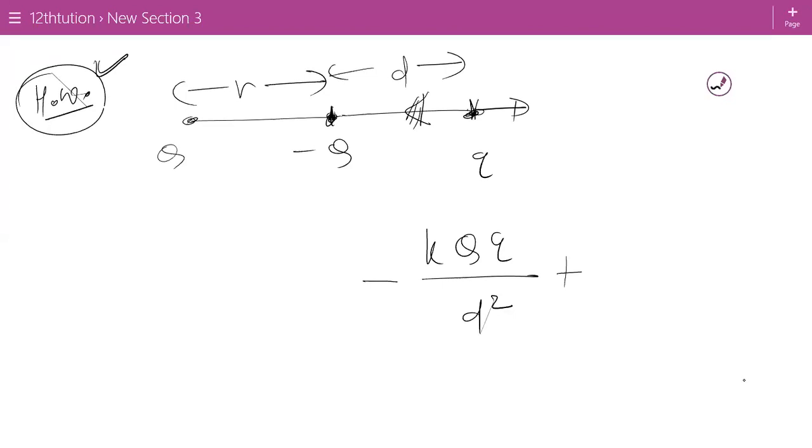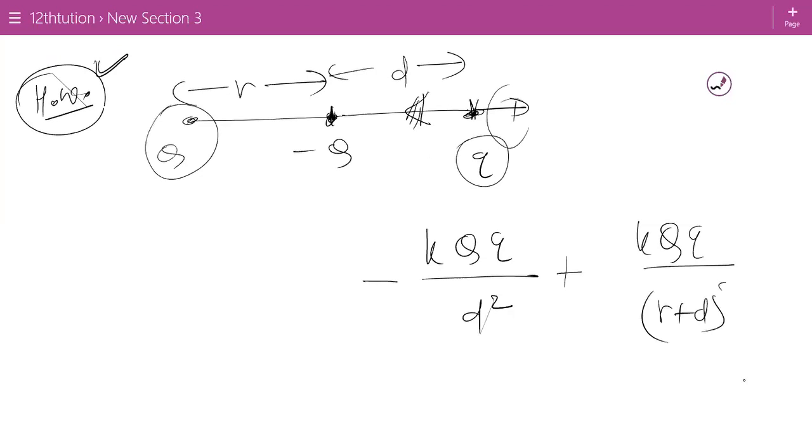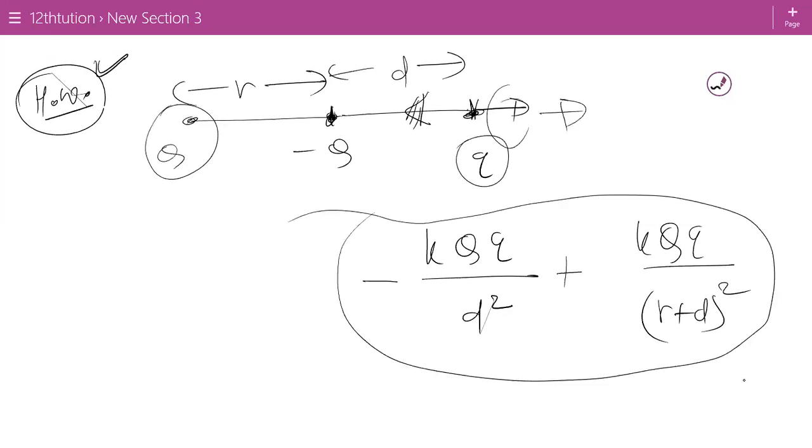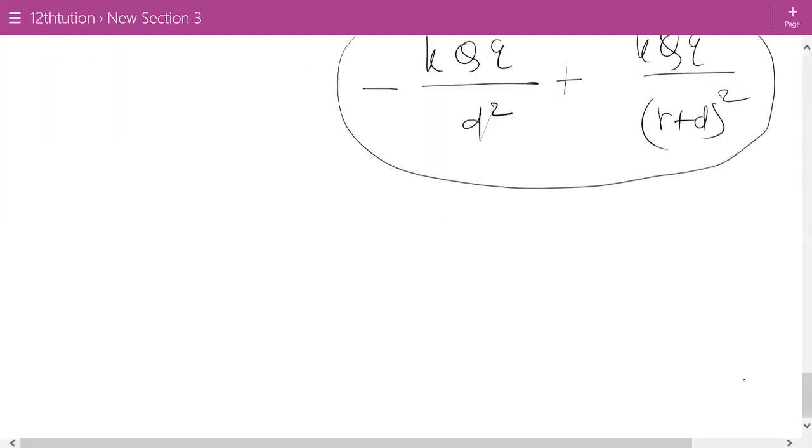Then the force between this charge and this charge, small q. So this will be k capital Q small q divided by the distance between them, r plus d, and that will be in the positive side. This is the answer. You just have to write the formula exactly.